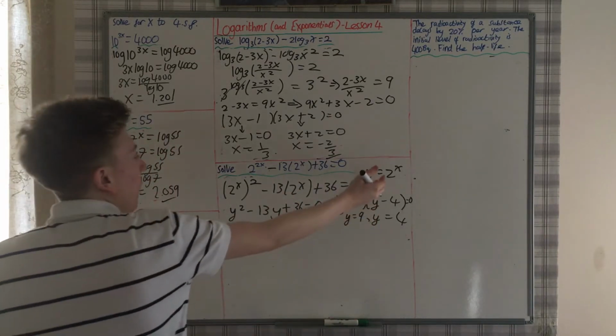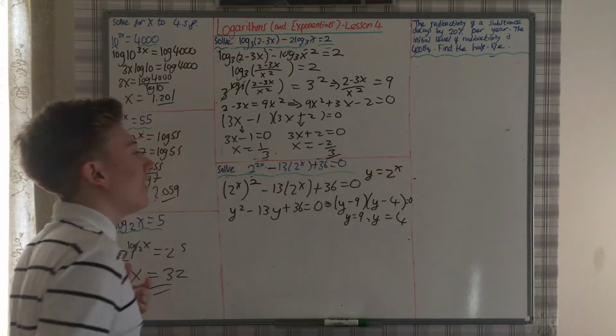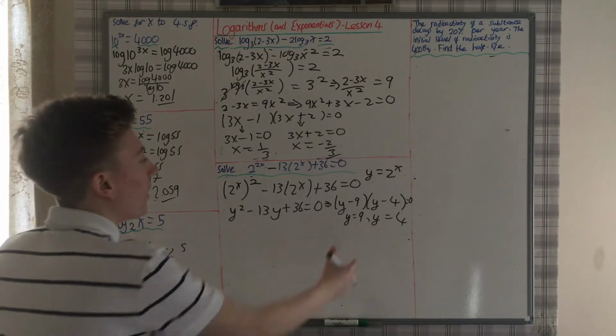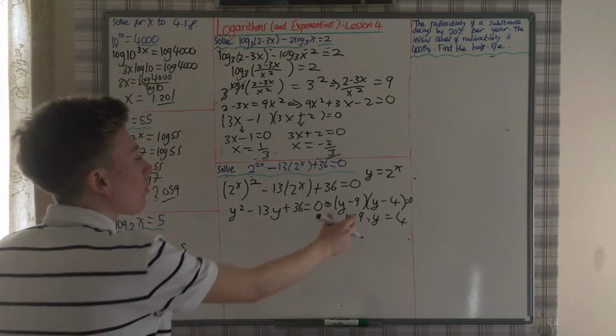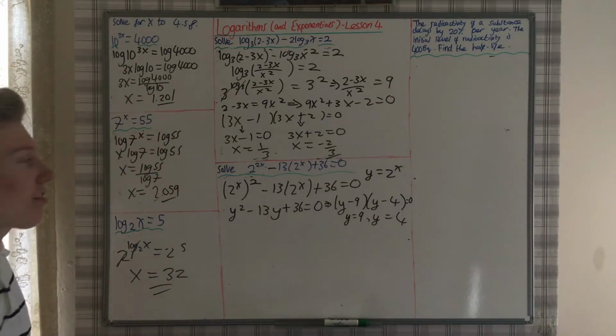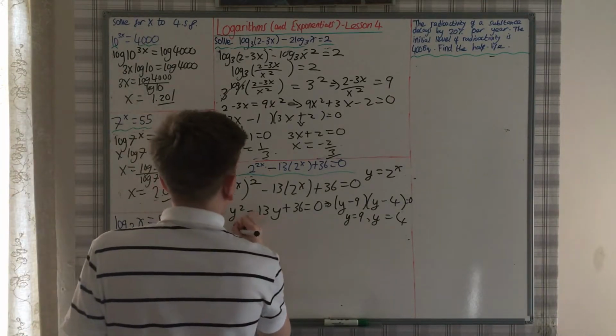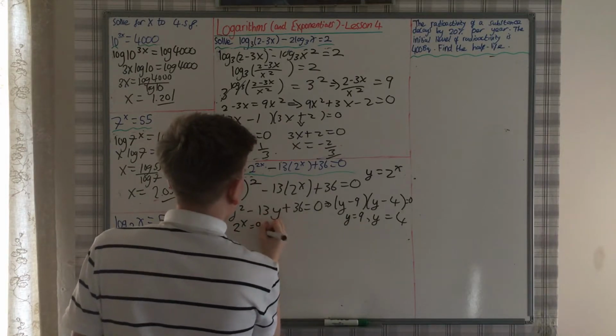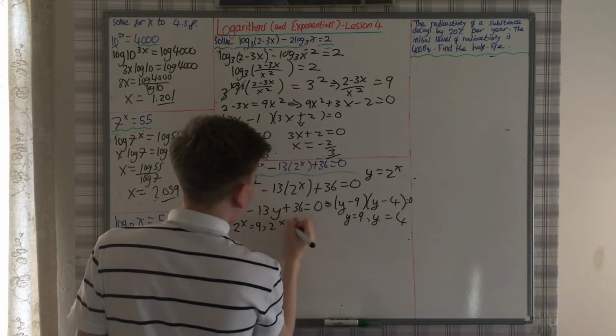Y is just 2 to the power x. We did that so it'd make it easier for us to see we can factorise. Now we need to swap y back for what it is, because we're actually solving this for x. So 2 to the power x is 9 and 2 to the power x is 4.